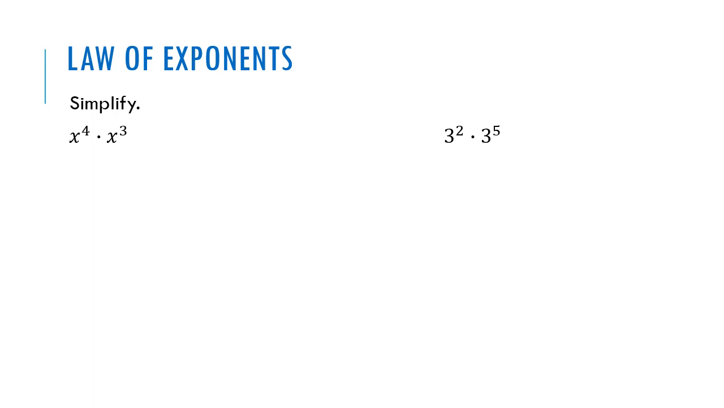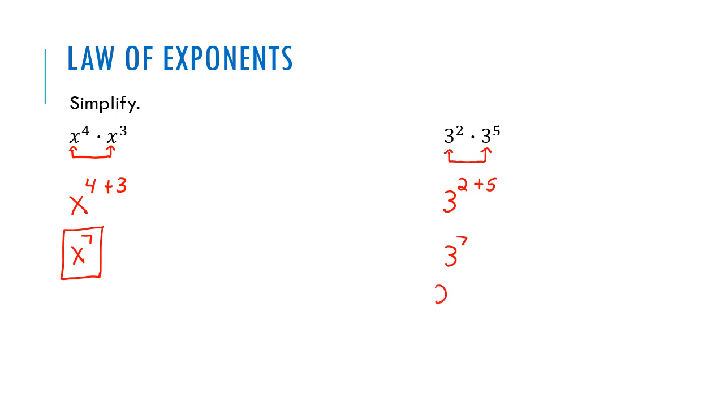All right, so over here we have x to the fourth times x to the third. If the bases are the same, if they're both x's or both 3's, they have to be the same value for the base, and you're multiplying, we add exponents. So this is really x to the 4 plus 3, which is x to the 7th for our answer. Same thing's happening over here. The bases must be the same. So what I really have here is 3 to the 2 plus 5. 2 plus 5 is going to give us 7. I could leave my answer like that, or I could evaluate it and get 2187.